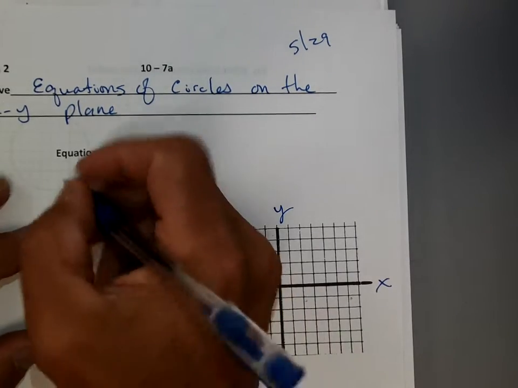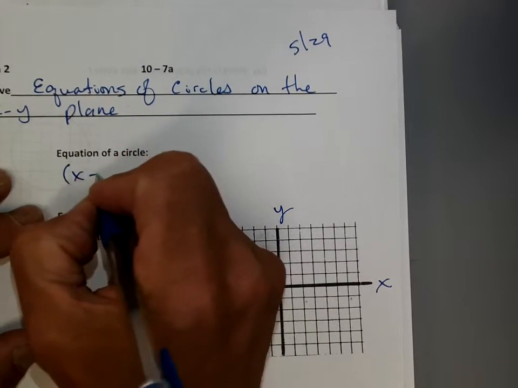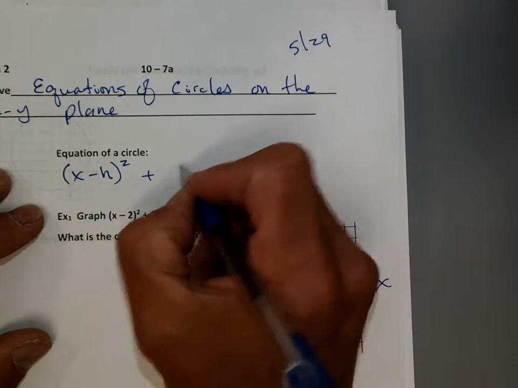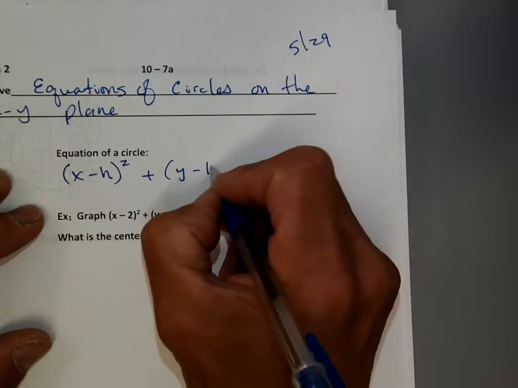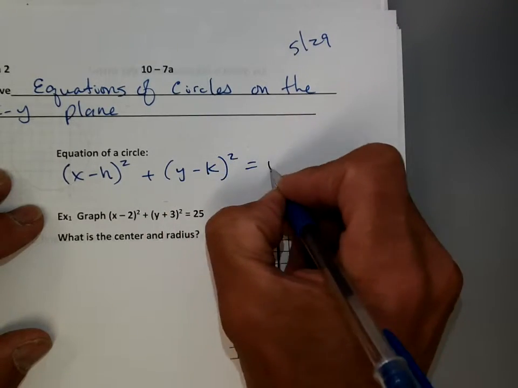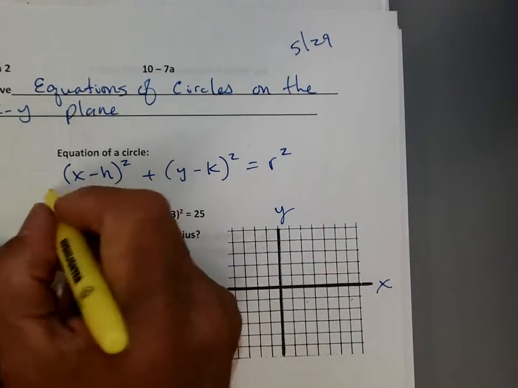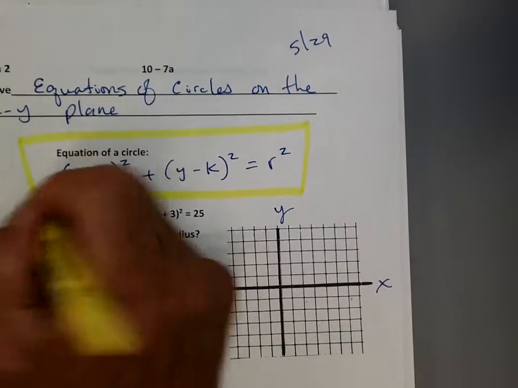So we're going to write down (x minus h) squared plus (y minus k) squared equals r squared. That is the standard form of a circle. Okay? Got it.